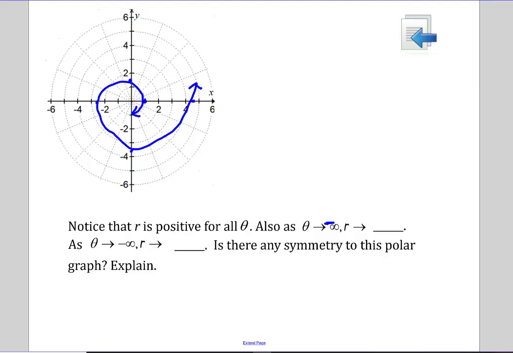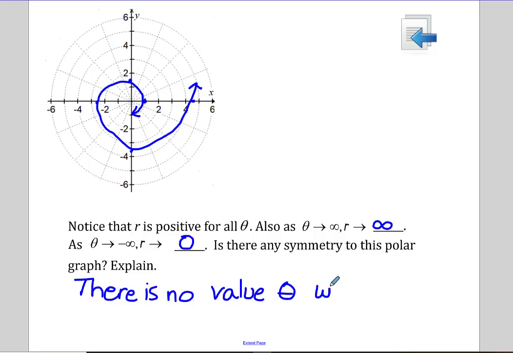Well, we can do it this way. As theta goes to infinity, r goes to infinity. But as theta goes to negative infinity, r heads towards 0. Is there any symmetry of this polar graph? Can you explain why? Well, there's no number theta where r equals 0. We don't have any value of theta where we can get r equals 0. So the graph won't pass through the pole.